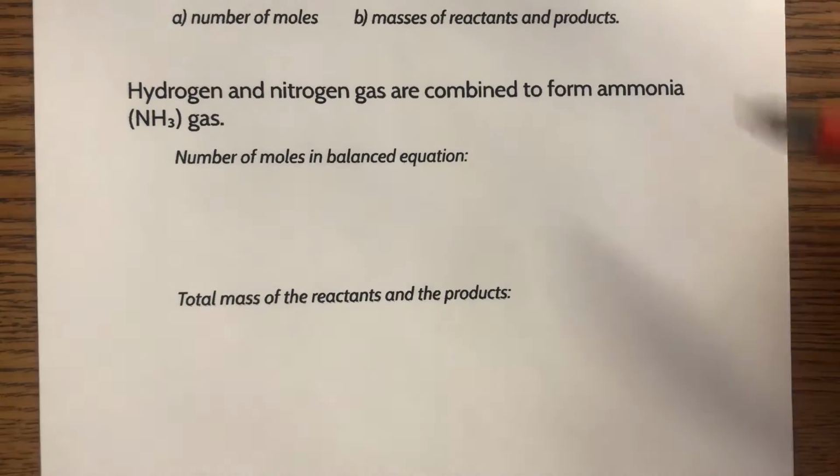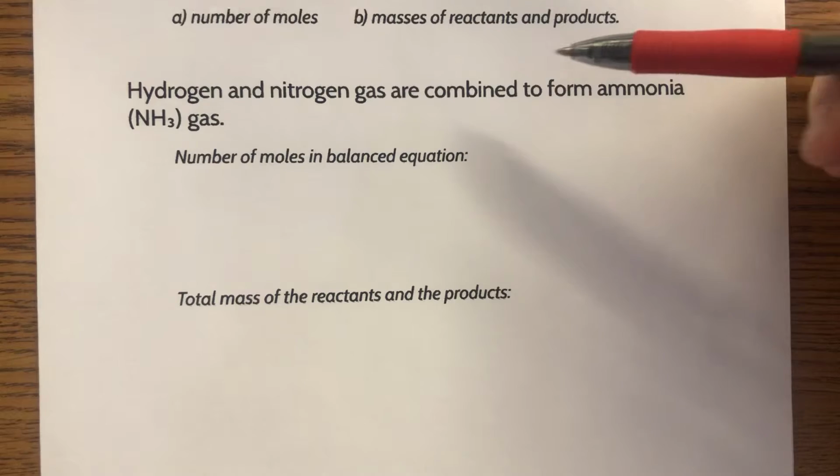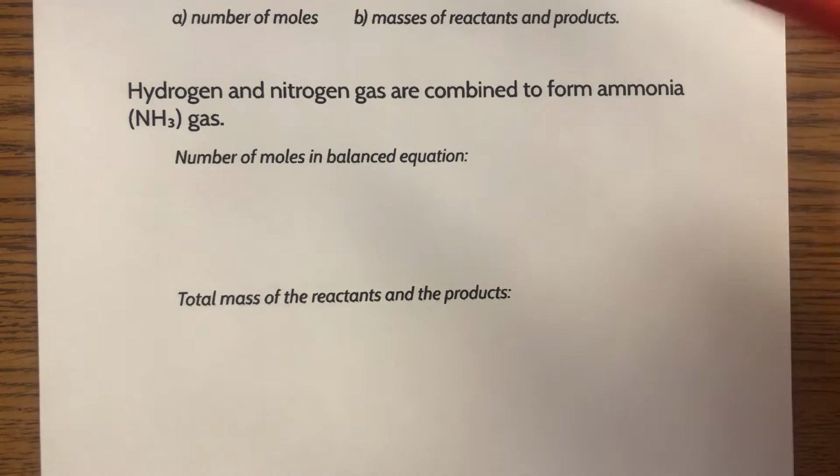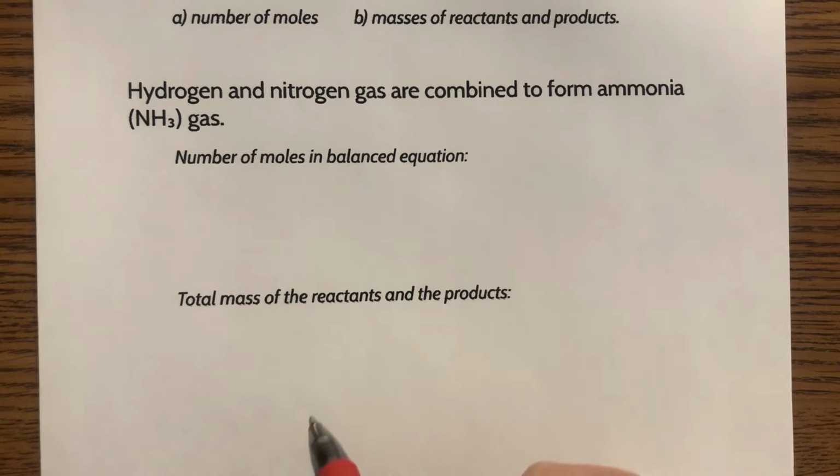So let's scroll down here. We've got hydrogen and nitrogen gas combining to form ammonia. This is the example from the previous video, but I'm going to walk you through it. We're going to talk about each step, how we got there, etc. And before we can go anywhere, we have to balance this equation.